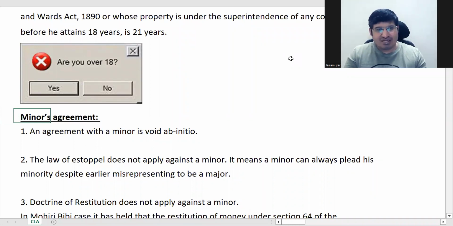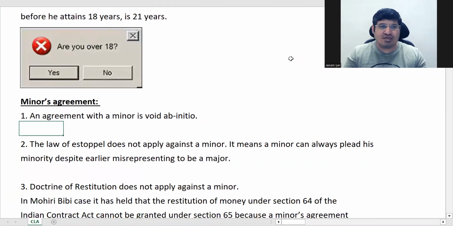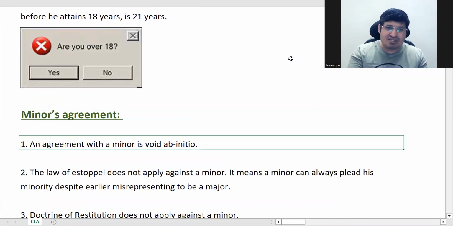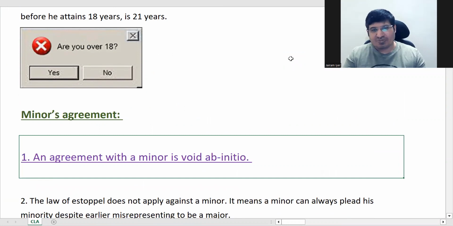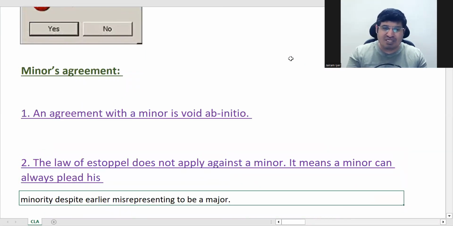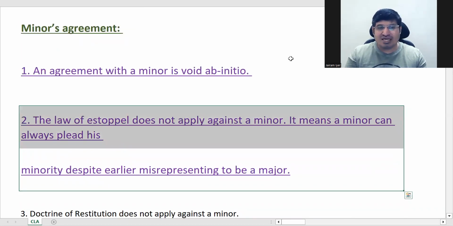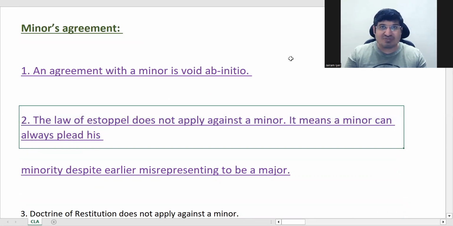So minors' agreement. About a minor, what we are saying is a minor is a person who has not attained 18 years. We'll see more about minors' agreement. One is that an agreement with a minor is void ab initio. I told you about ab initio: right from the very beginning it is void. And the law of estoppel does not apply to a minor. It means a minor can say that I am a minor, although initially he has misrepresented himself as a major.